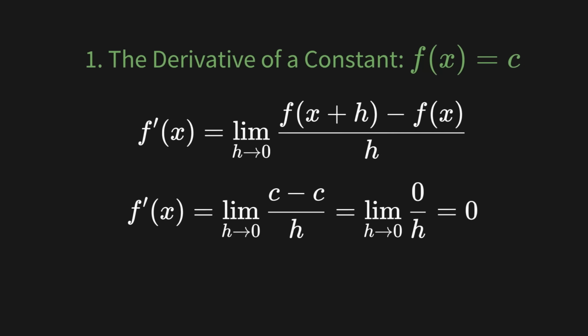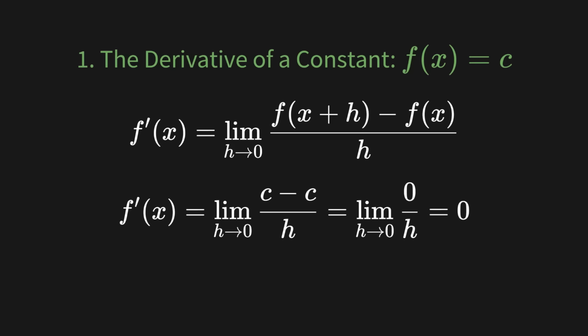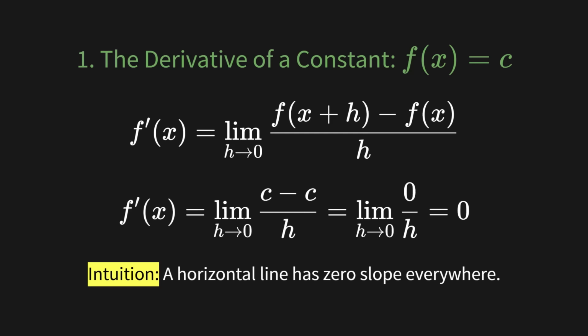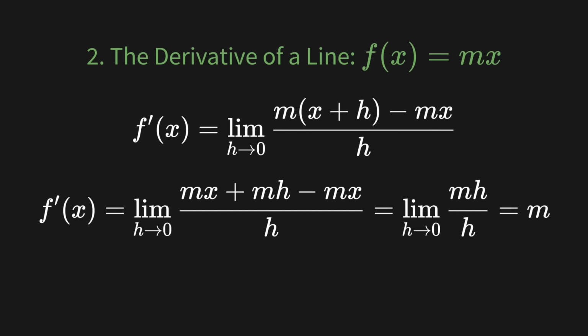Let's start with the absolute basics. First up, the derivative of a constant. That's a function like f of x equals c. The formal proof is right here. We take the limit as h approaches 0 of f of x plus h minus f of x all over h. Well, f of anything is just c, so this becomes the limit of c minus c over h, which is the limit of 0 over h, which is just 0. The intuition? A horizontal line has zero slope everywhere. Simple as that.